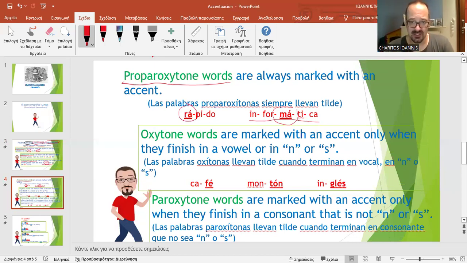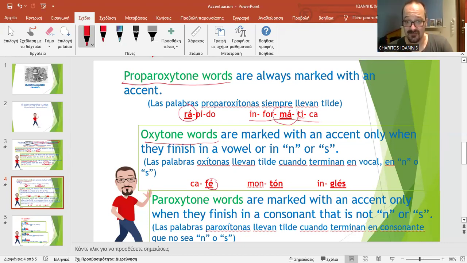If we get to the oxytone words, which means the words that are stressed on the last syllable, right? They are marked with an accent only when they finish in a vowel, café. Do you see the vowel? Oxytone, it's stressed on the last syllable, it finishes in a vowel, café. So I must write the accent mark, right?